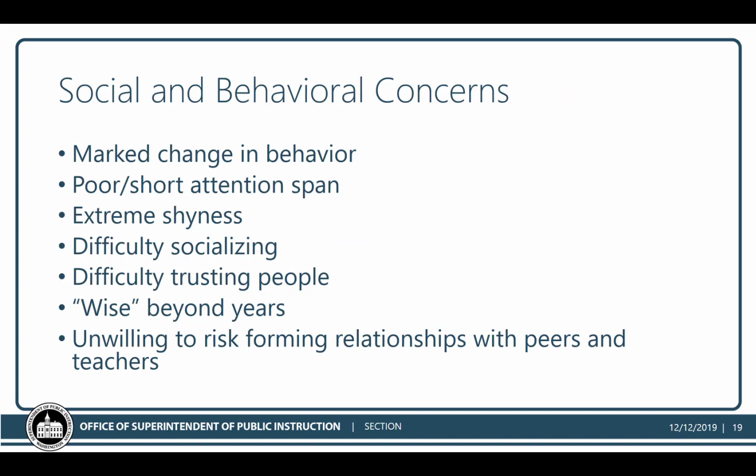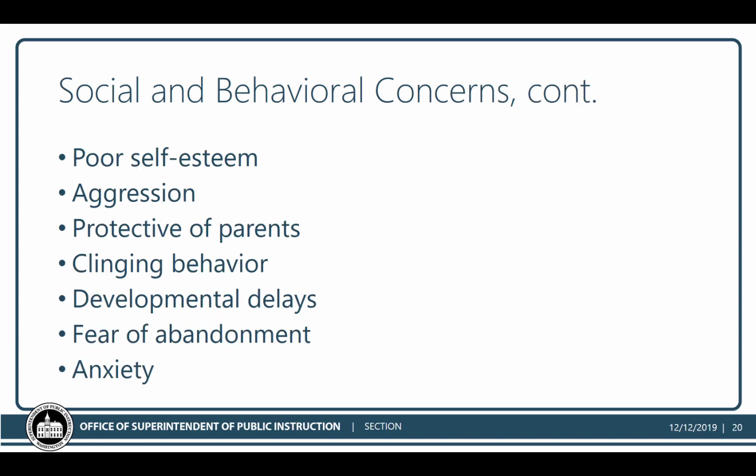Social and behavioral concerns may include signs such as marked changes in behavior, poor or short attention span, extreme shyness, difficulty socializing, difficulty trusting people. Students may appear wise beyond their years and may be unwilling to risk forming relationships with peers or teachers. Poor self-esteem, aggression, protection of parents, clinging behavior, developmental delays, fear of abandonment, and anxiety are also signs of social and behavioral problems.